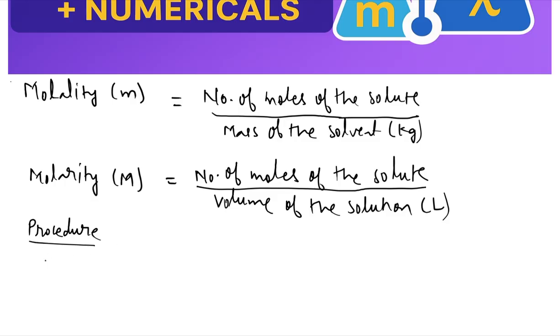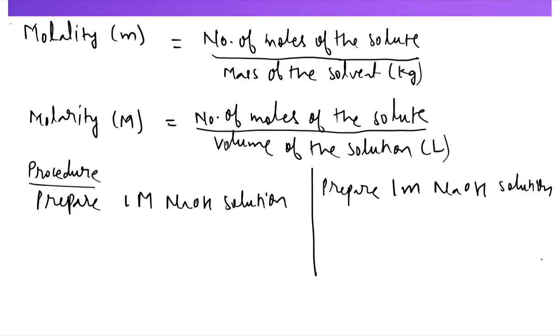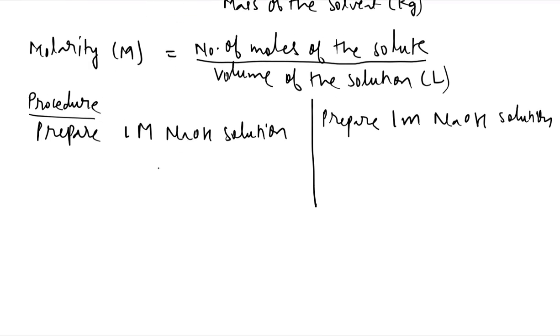So let's say we prepare a 1 molar NaOH solution in water, and prepare a 1 molal NaOH solution. So how are we going to do that? Let's say we are preparing it in a 1 liter standard flask. So this is our 1 liter standard flask.